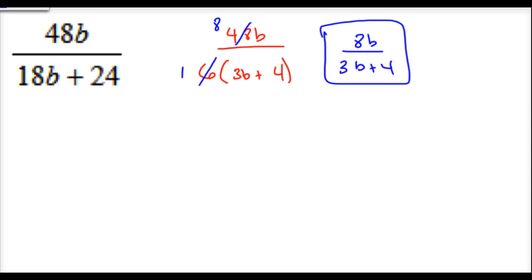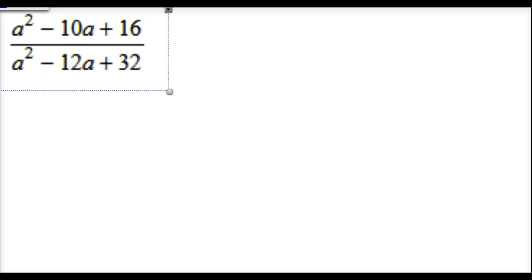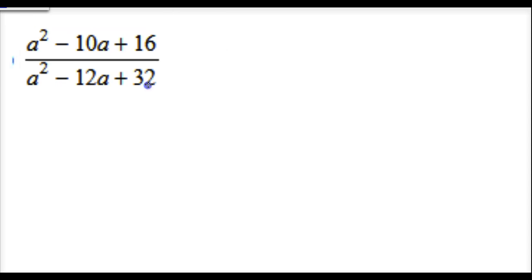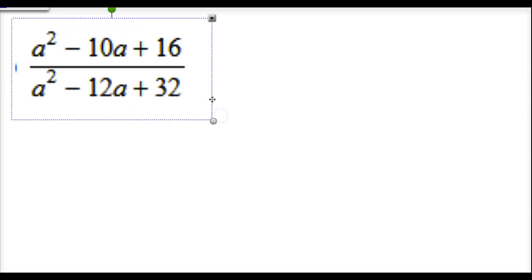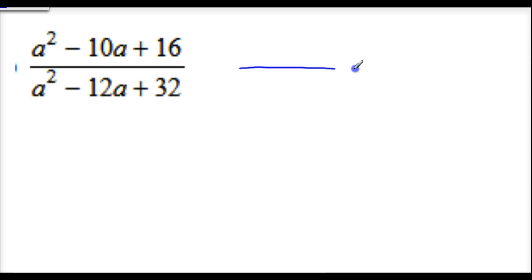So factor, factor, factor. Factor out as much as you can. Okay, let's try the next one. We have a trinomial over a trinomial here. So a squared minus 10a plus 16 over a squared minus 12a plus 32. These are two I want to be able to factor.